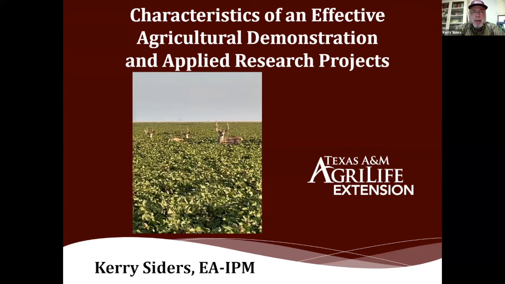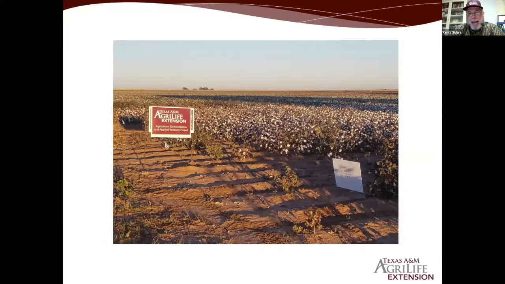So I was charged with discussing the characteristics of an effective ag demonstration applied research project. I found that title, Agricultural Demonstration Applied Research Project, right there from our signs that we received. Through the years, we call it all sorts of things, result demonstration. But anyway, I wanted to throw that out there. Our signs simply say Agricultural Demonstration and Applied Research Project, and those signs are appropriate for whichever type of project we're using.